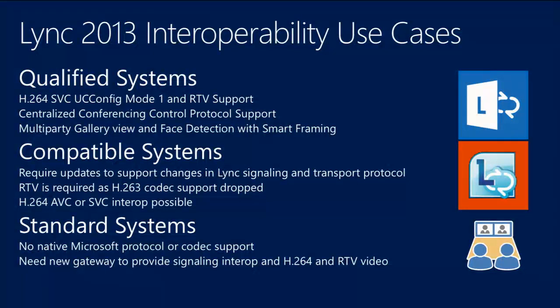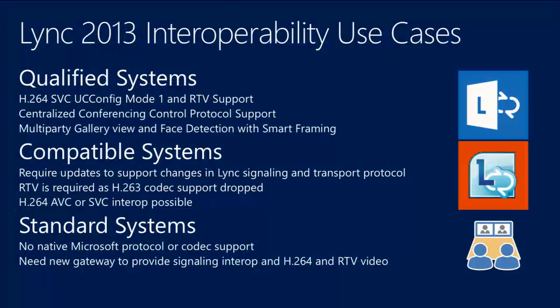In that context, there's going to be 3 types of systems out there. There's going to be qualified systems. Those qualified systems will essentially have the ability to do what Link does pretty much natively. And there's a lot of very rich requirements around that. A lot of systems will not be able to get to that. There's compatible systems. They will need some updates from a signaling point of view and transport protocol and so on, in particular encryption also, SRTP. And real-time video is required as well for backwards compatibility. A lot of the existing systems from our partners that were done for Link 2010 will fall into that category. And we could interoperate with RTV, with H.264 AVC, or with H.264 SVC with those.